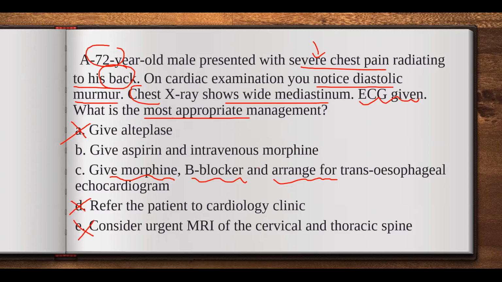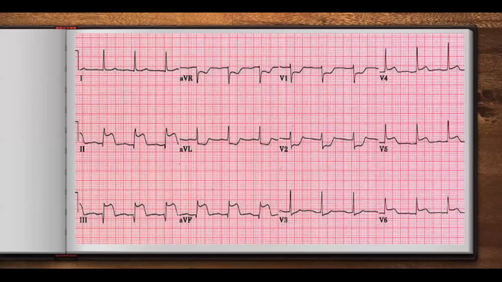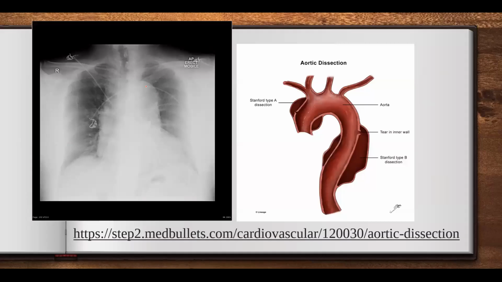Patient having chest pain, give morphine. Now, if this patient is having aortic dissection, we can start with beta blocker. That's fine. And then arrange for a transesophageal echocardiogram. Among these B and C, C is the better option. Because if you're choosing B, you are not thinking about aortic dissection at all. So this is your widening of the mediastinum. You can see it in aortic dissection.